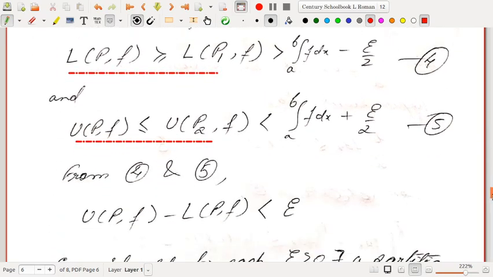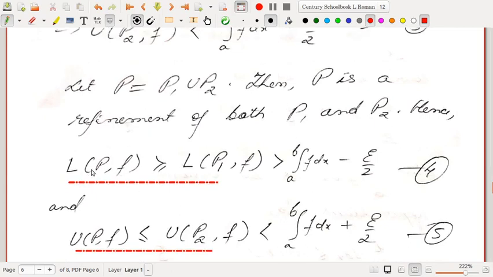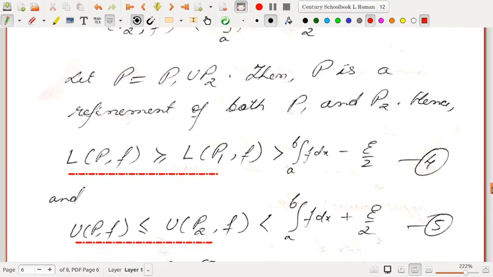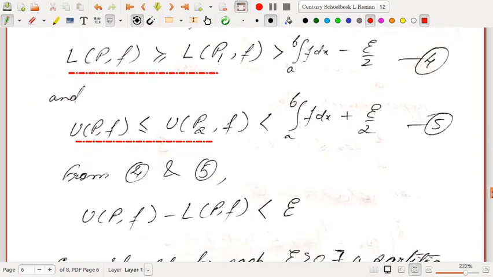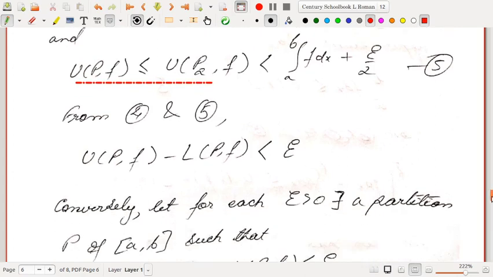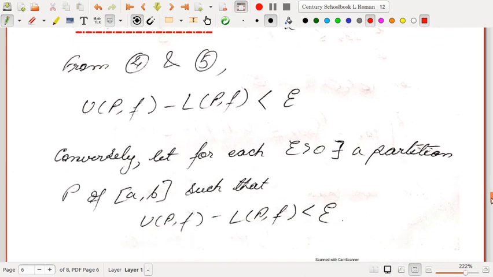Okay, so from 4 and 5, if you just multiply 4 by minus 1, and then add 4 and 5, U(P,f) minus L(P,f) is less than epsilon by 2 plus epsilon by 2. Okay, so it's actually epsilon, right? So the first part we have done.